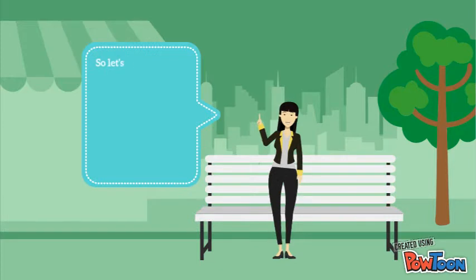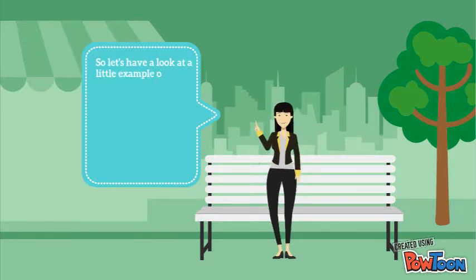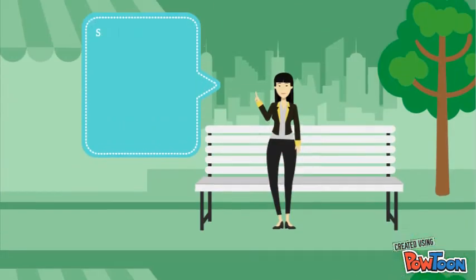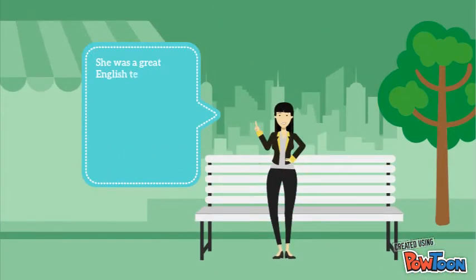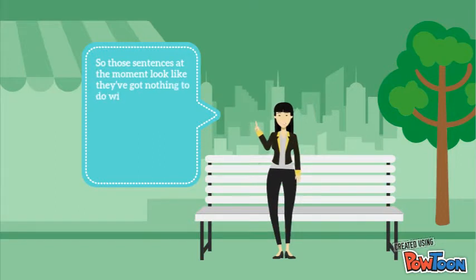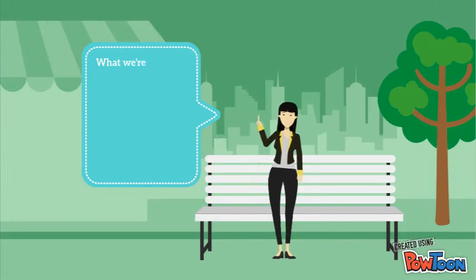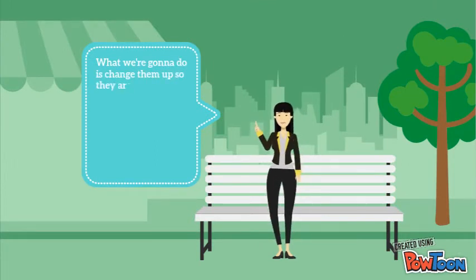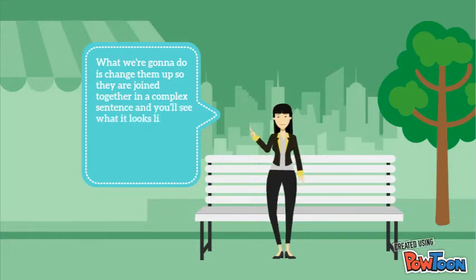So let's have a look at a little example of that. What I'm going to give you first is these 2 simple sentences. She was a great English teacher. Full stop. She couldn't change a light bulb safely. Full stop. So those sentences at the moment look like they've got nothing to do with each other because they're just 2 separate simple sentences. What we're going to do is change them up so they are joined together in a complex sentence, and you'll see what this looks like.